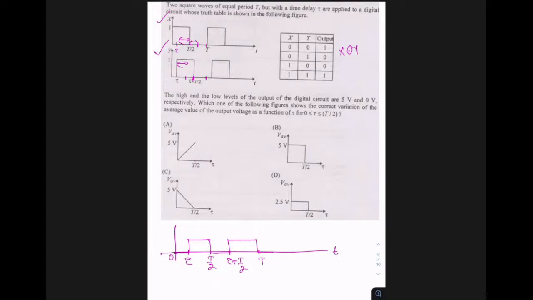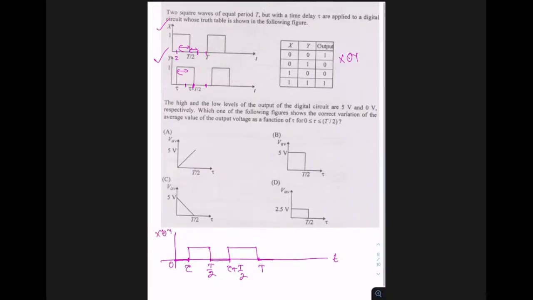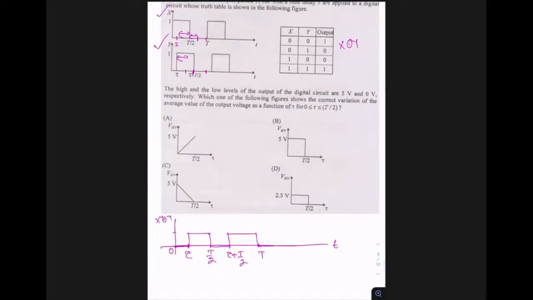So this is the waveform of X XNOR Y. And this amplitude is basically 5 volts because it's given 5 volts and 0 volts, so this is 5 volts and logic low is 0 volts. Okay, so this is the waveform. And if I ask you to find the average value of this, average value is again the total area divided by the time period.